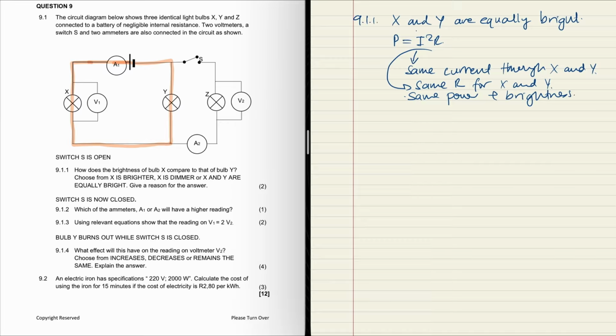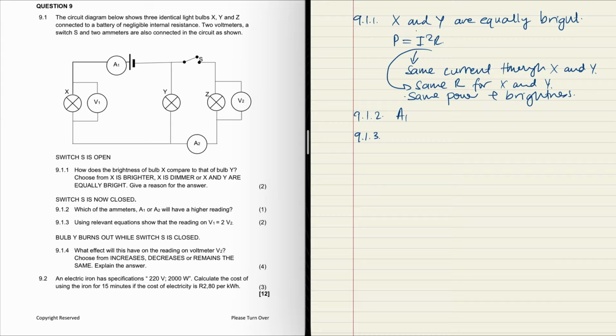Moving on, they tell us now that the switch is closed. So we need to make a change to our circuit. 9.1.2. Which of the ammeters, A1 or A2, will have a higher reading? So A1 will have a higher reading, and that's because it's reading the total current. A2 is in a branch, and so it's reading only a part of the current. Question 9.1.3, using relevant equations, show that the reading on V1 equals 2V2.